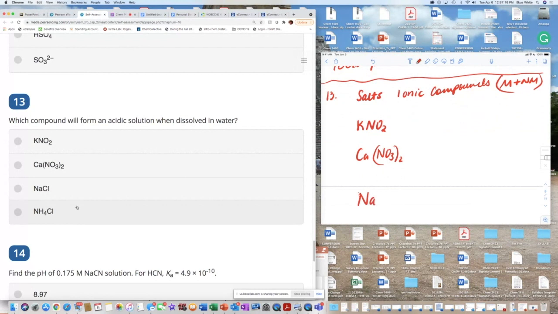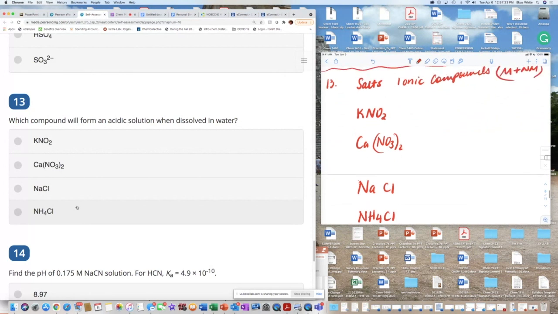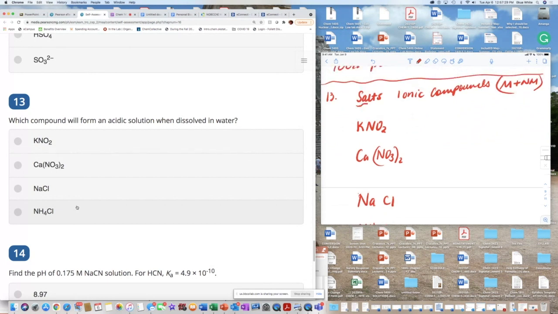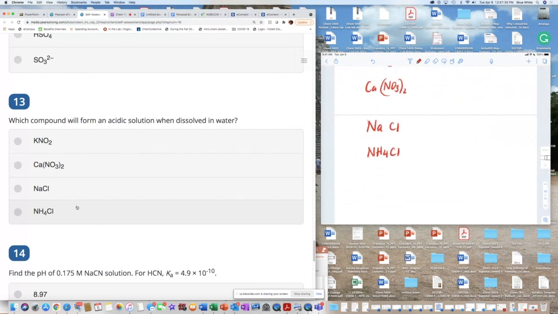Next one, sodium chloride, ammonium chloride. What was the question again? Which will form an acidic solution when dissolved in water? Okay, so once again, one of them conceptual questions, right? These are all salts. So let's go back to the quick background of how we make salts.